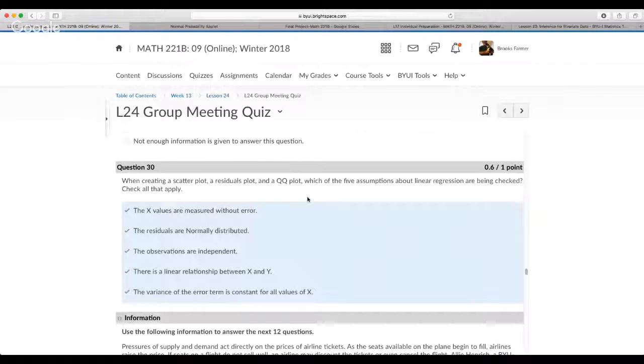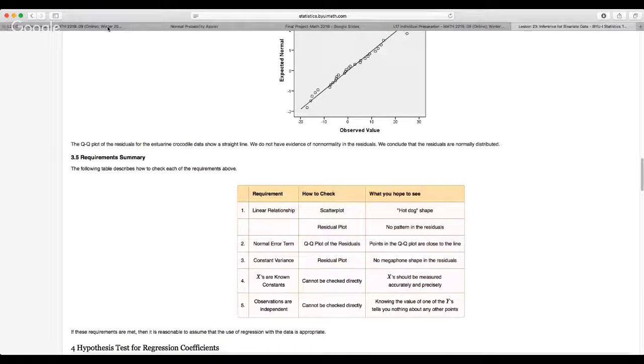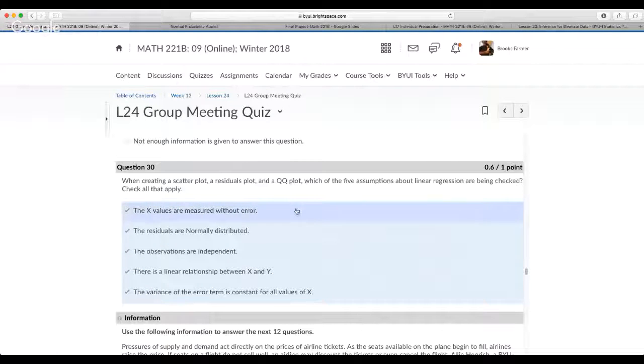Okay, I think here's the problem with what they're testing. This is what we didn't read, the first part. Scatter plot, residual plot, QQ plot. Which 5 assumptions are being checked? So we just read the question wrong. So linear relationship, check. Normal error term, check. And constant variance. It's just those 3, because those are the only ones checked with those plots. So they are not asking what the requirements are for all of it. They're asking, when you're using scatter plot, residual plot, QQ plot, which assumptions are you checking? Okay. So we just misread the question.